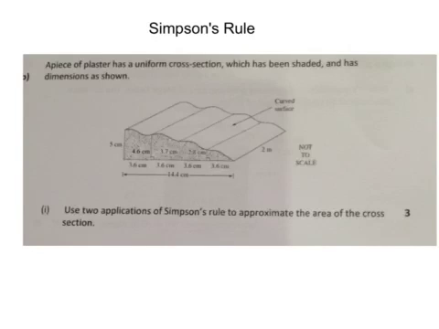The question says a piece of plaster has a uniform cross-section which has been shaded and has dimensions as shown. Now, the students are familiar with the shaded part, and it's a cross-section of a plaster. Whether they know or not what a plaster is, it is not really important at the moment. There is a solid piece in front of them, so they can work it out. Now, it says here use two applications of Simpson's rule. The formula is given as well.